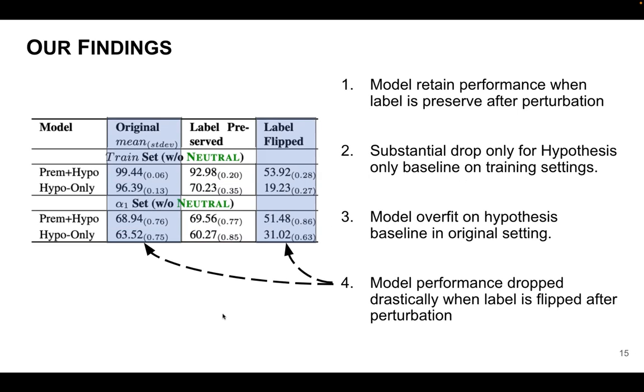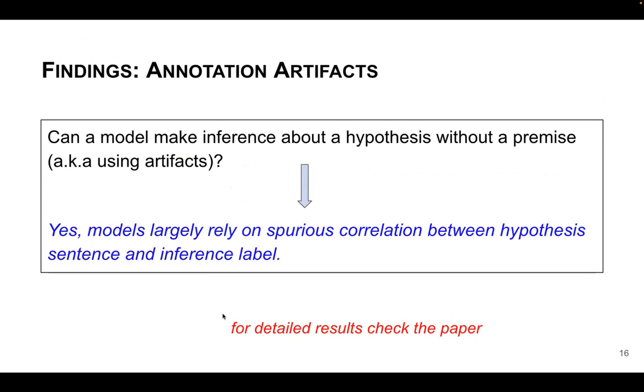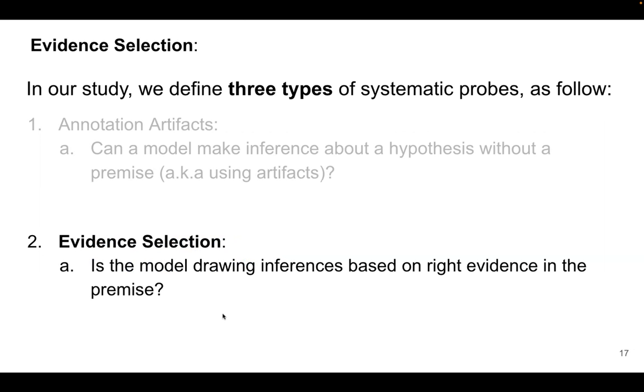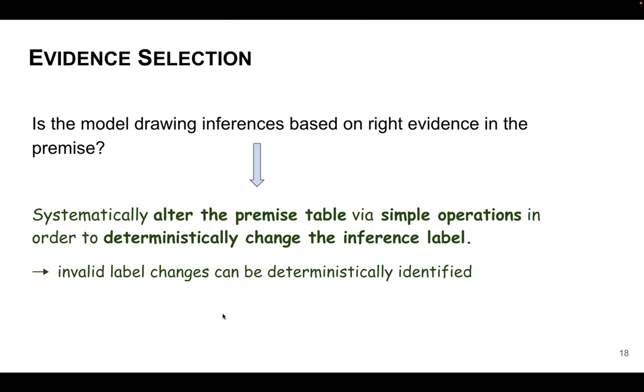Lastly, we also observe that when we have a label flip, the model performance suddenly drops drastically. This further verifies our claim that the model is actually using correlations between hypothesis and the label to make the predictions. The overall finding from our annotation artifact experiment is, yes, models largely rely on spurious correlation between hypothesis and label to make predictions. The next thing we study is inference selection. In this we look at whether the model is drawing inference based on the right evidence of the premise.